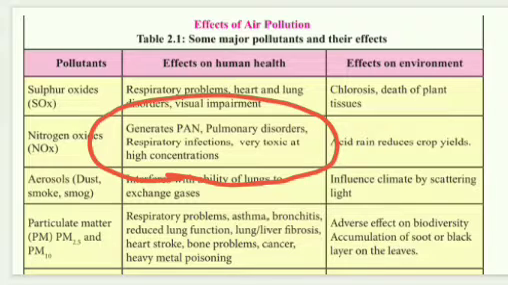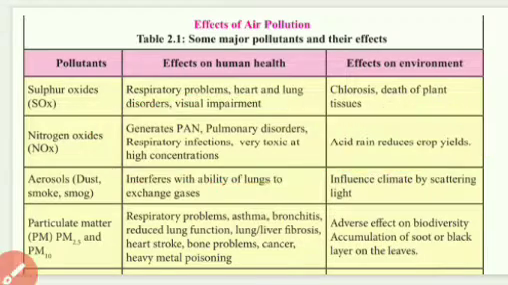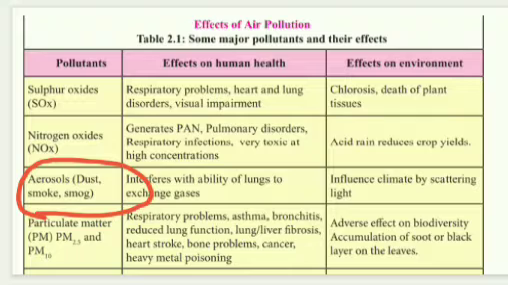As far as environmental effects are concerned, oxides of nitrogen cause acid rain, which reduces crop yields. Actually, oxides of sulfur also cause acid rain, because sulfuric acid and nitric acid are formed due to oxides of sulfur and nitrogen in the atmosphere. So this is how SOx and NOx are responsible for environmental degradation. Let us talk about the next important air pollutant, that is aerosols: dust, smoke, and smog.